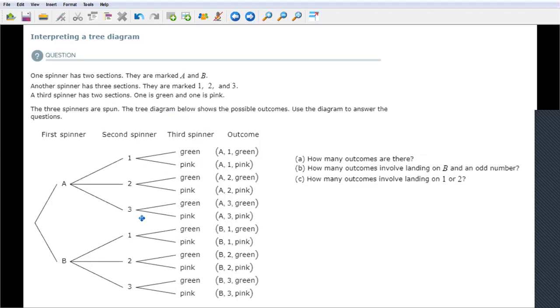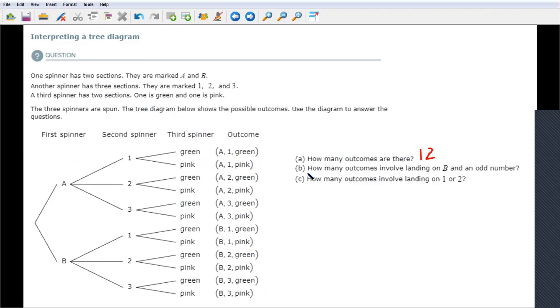We're going to spin all 3 spinners, and this column right here on the right is all of your possible outcomes. So as we've seen a lot of today, we have 12 possible outcomes here. You just count all 12 of these possibilities. It gets a little bit more complicated when you've got 3 categories like we do up here.